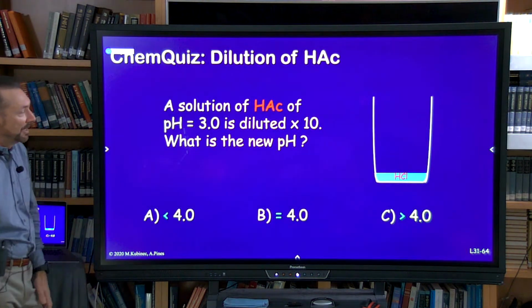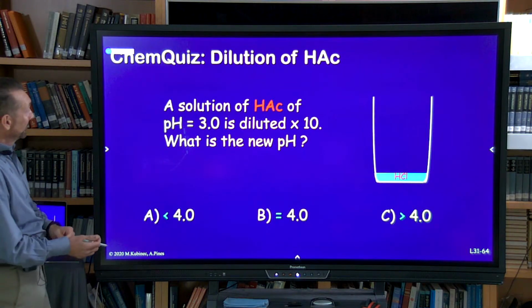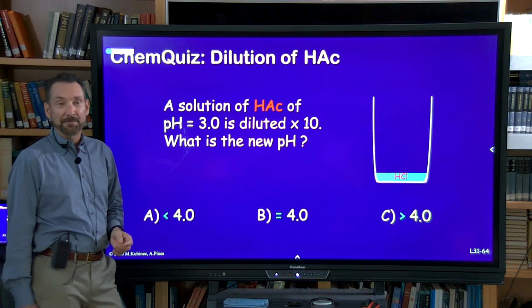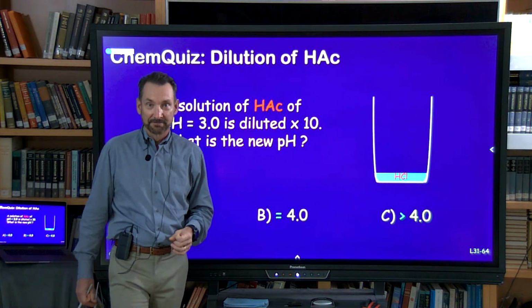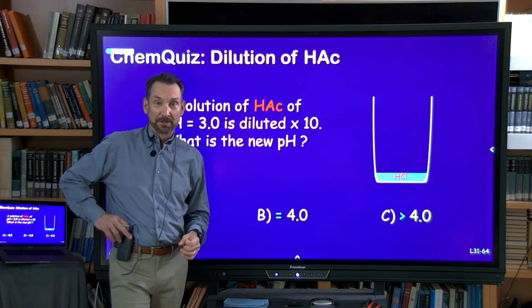Okay. What about weak acids? Are they different? So a solution of HAc is pH 3. What happens if I dilute that by a factor of 10? Talk about that for a minute in your small groups, and we'll take a vote.